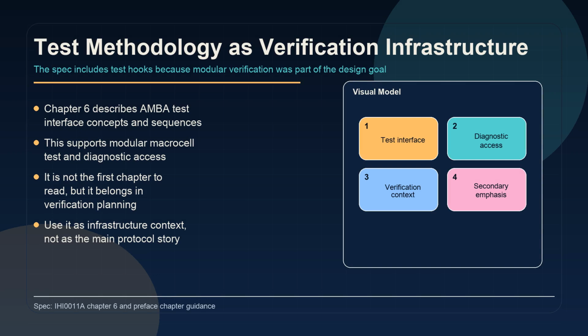Chapter 6 is best read as verification infrastructure. It tells you that modular test and diagnostic access were considered part of the AMBA architecture from the start. That does not make it the main protocol chapter, but it does make it relevant when you build a complete verification plan around the buses.